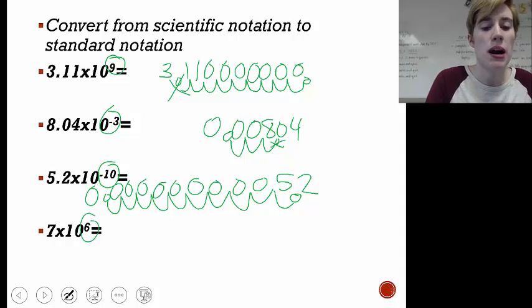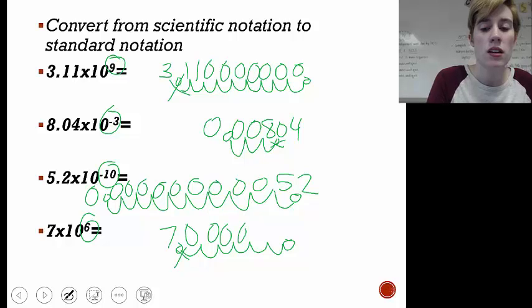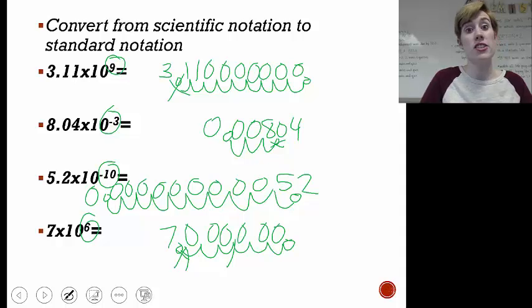And our last one, it's a positive value, so we're going to move our decimal the other direction. 1, 2, 3, 4, 5, 6. Here's my new decimal. So it's 7 million is my final answer.